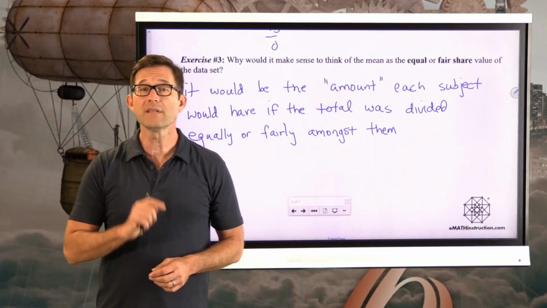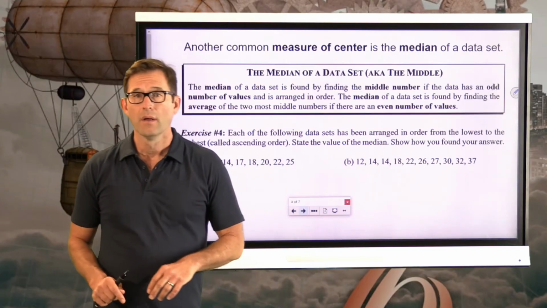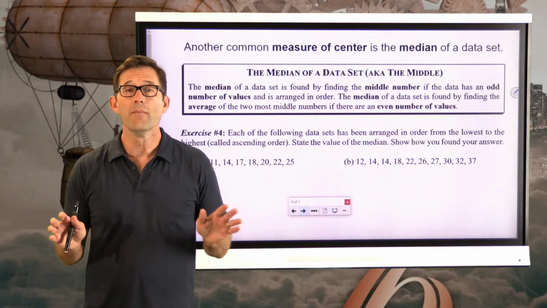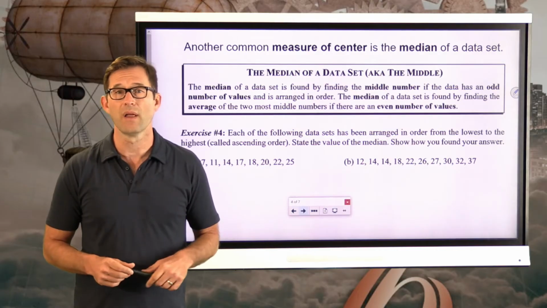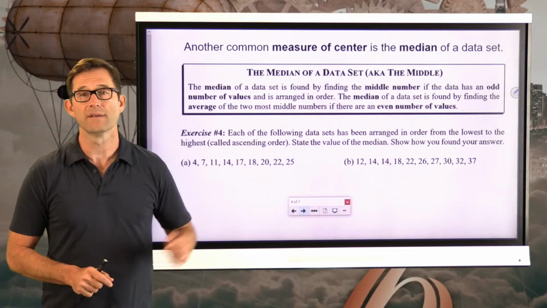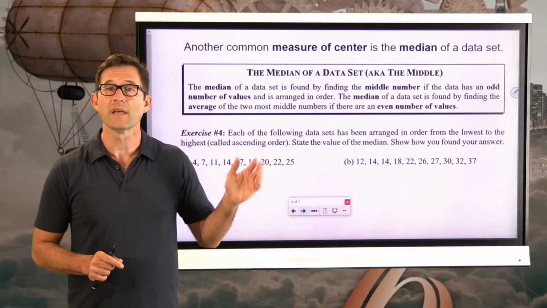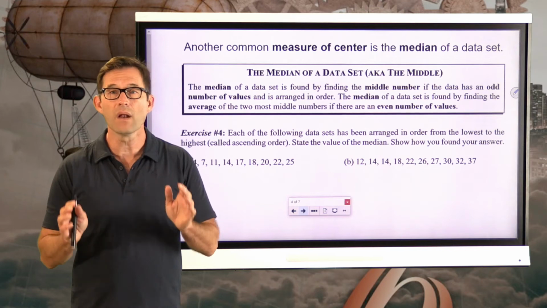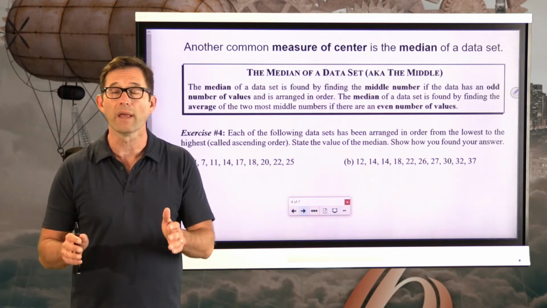All right, let's take a look now at a different measure of center. The mean is undoubtedly the most common measure of center, but there's another one that comes up a lot as well, and that's known as the median. The median of a data set, aka the middle, is found by finding the middle number of a data set if it's got an odd number of values and they're arranged in order.